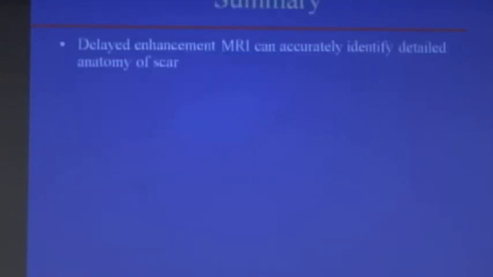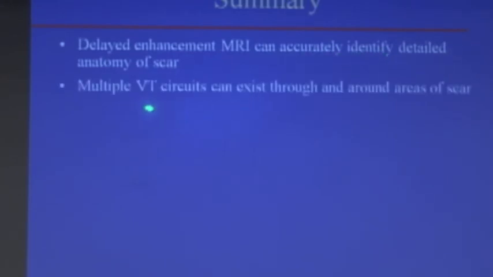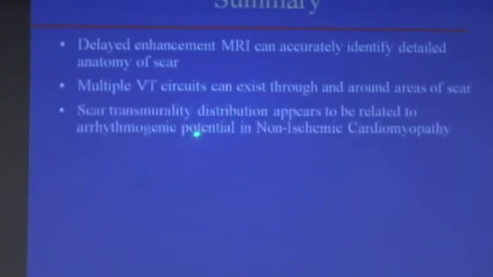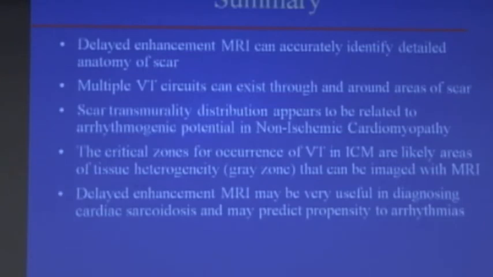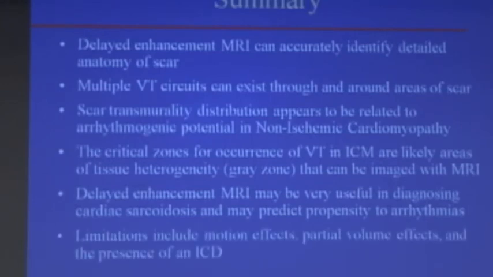So then in summary, a delayed enhancement MRI can accurately identify detailed anatomy of the scar. Multiple VT circuits can exist through and around areas of scar. Scar transmurality distribution appears to be related to arrhythmogenic potential in non-ischemic cardiomyopathy. The critical zones for occurrence of VT in ischemic cardiomyopathy are likely areas of tissue heterogeneity, often called the gray zone, that can be imaged with MRI. A delayed enhancement MRI may be very useful in diagnosing cardiac sarcoidosis and may predict the propensity to arrhythmias in those patients. And the limitations include motion effects, partial volume effects, and the presence of an ICD.